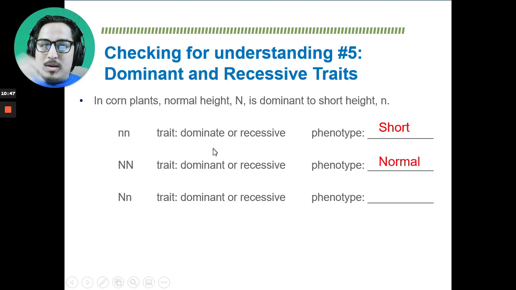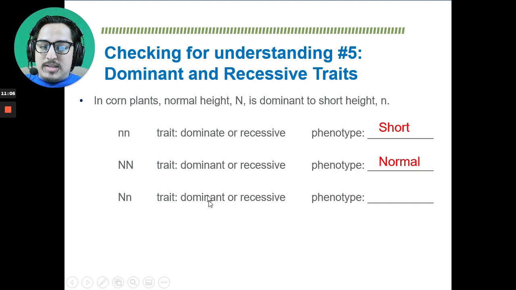Well, dominant is capital, so this should be dominant. Circle dominant. Now, what about here? You have a combination: a capital letter with a lowercase letter. Which one wins? The capital or the lowercase? The capital, the dominant. So circle dominant.